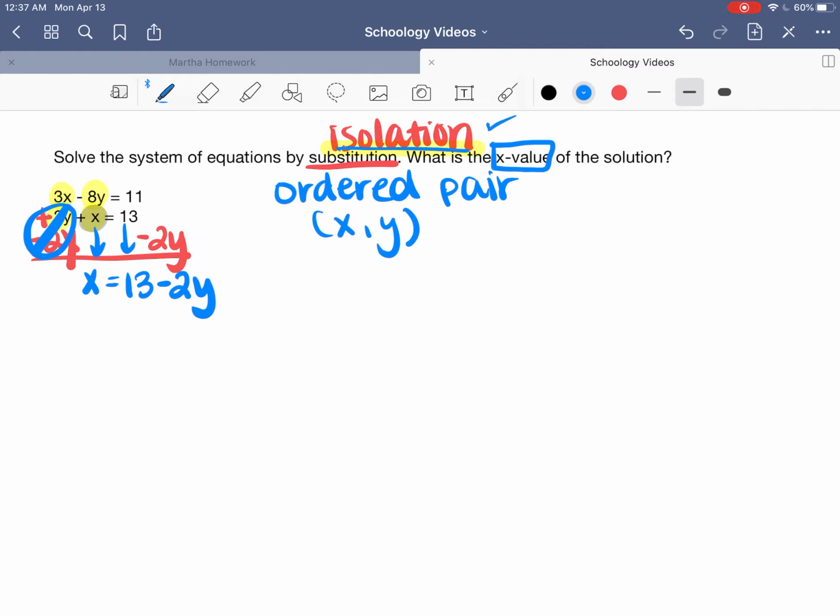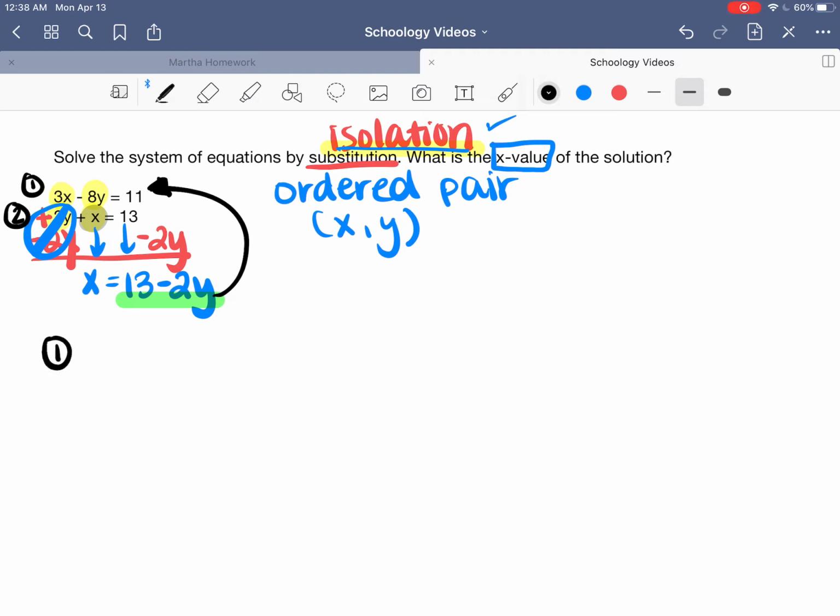Once we have isolated, now let's go back and substitute. So anytime you're given an x, you are going to replace that with 13 minus 2y. Notice that I can only substitute back into the equation that we have not used. So here, let's say we have equation 1 and equation 2. We isolated equation 2, so I cannot go back and plug it into equation 2. It has to go back to equation number 1. So anytime on equation 1, I see an x, I am going to replace it with 13 minus 2y.